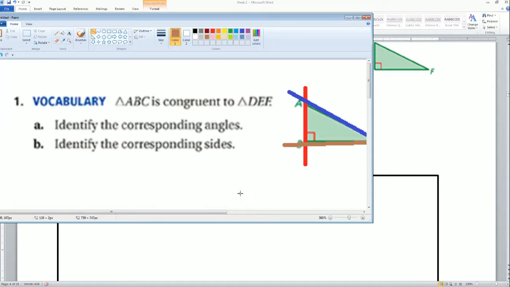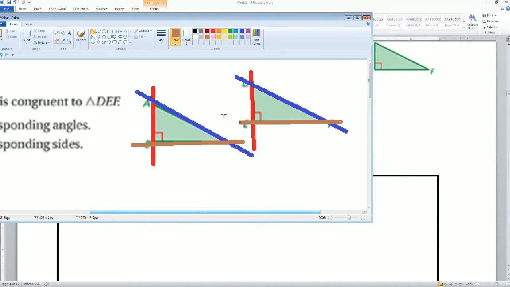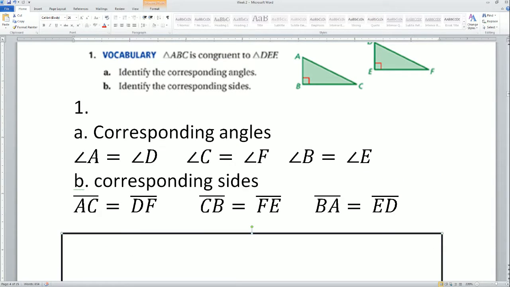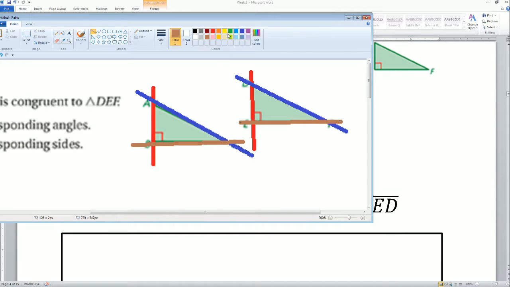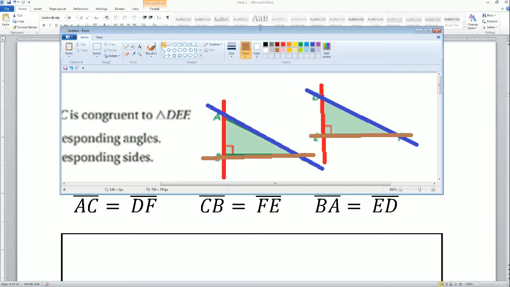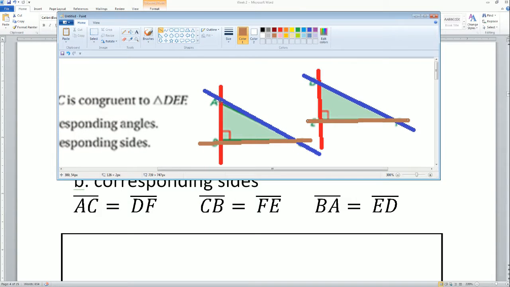Based on that image, right here, that's how you get this part. Let me pull that up for you. So you can see that. AC is the same thing as DF, which is the blue line. CB, FE, and BA, ED.